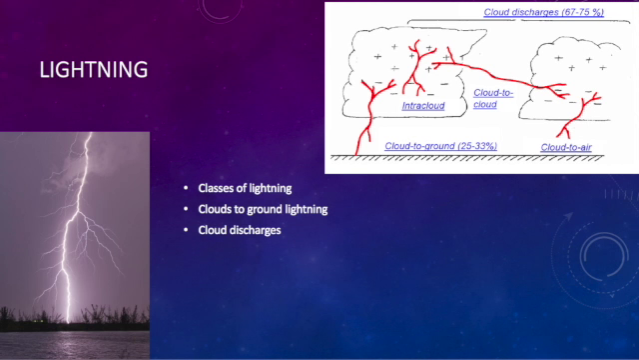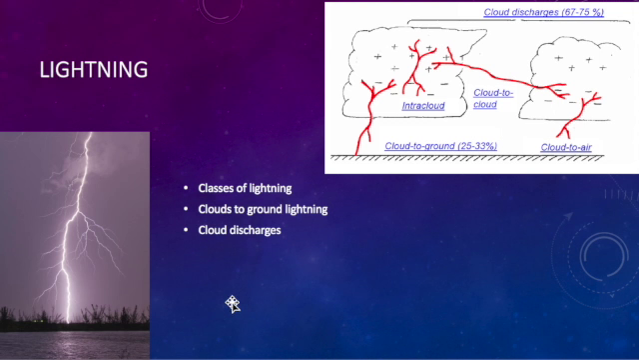Well, lightnings. There are different classes of lightnings. These are cloud to ground and cloud discharges, like here in the image we can see. This is the cloud to ground, and these other ones are the cloud discharges. About 19% or more of global cloud to ground lightnings are considered negative downward lightnings.